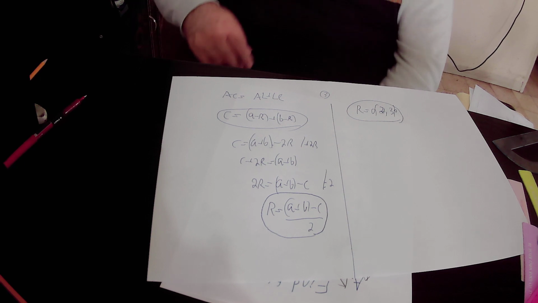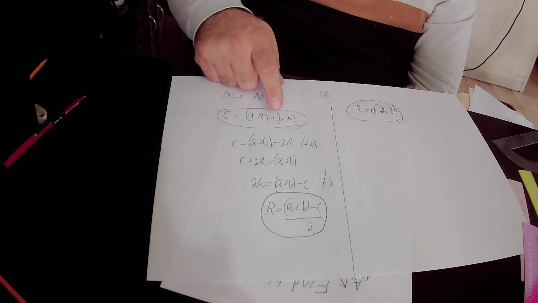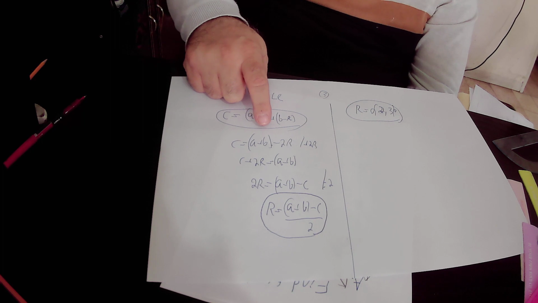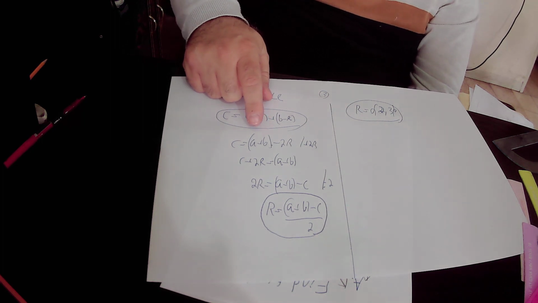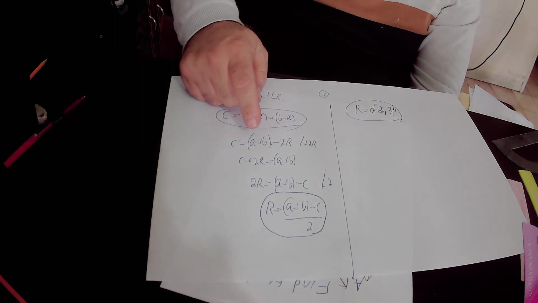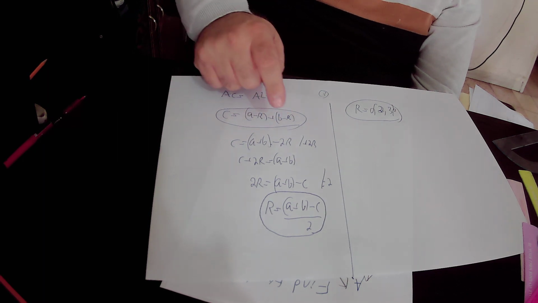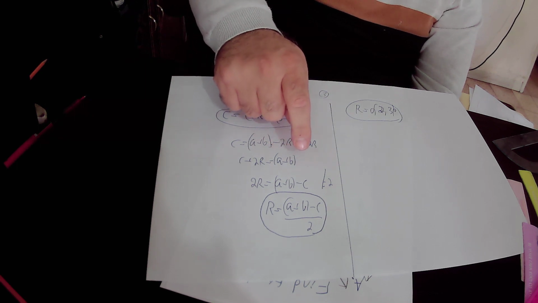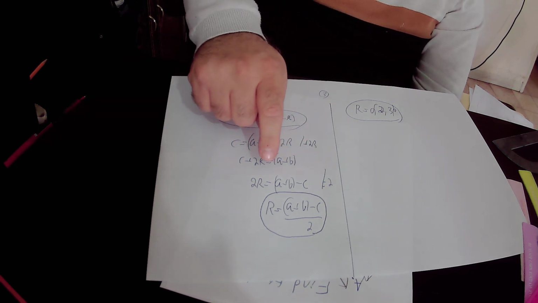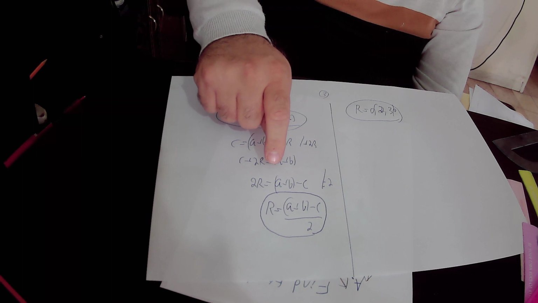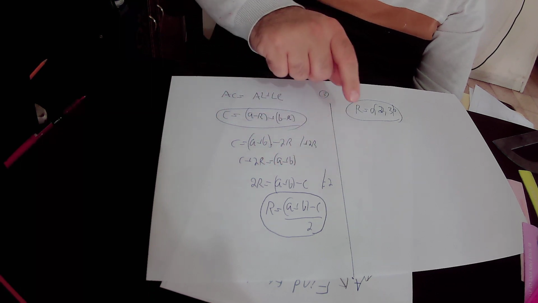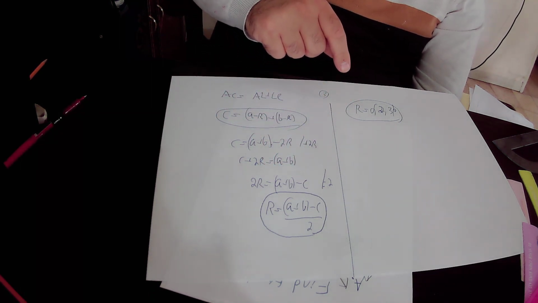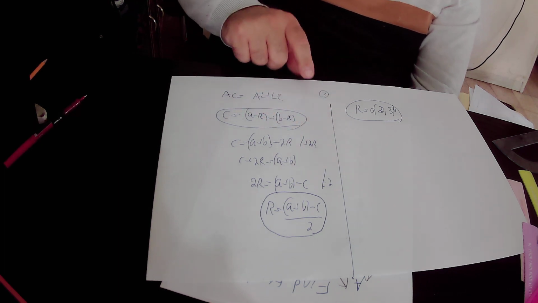So C equals A plus B minus 2R. We added 2R to this equation and found that C plus 2R equals A plus B. We subtracted C from this equation and found that 2R equals A plus B minus C. We divided this equation by 2 and found that the radius of the circle that is described by the right triangle ABC equals A plus B minus C over 2. That is to say, it is the sum of its perpendiculars minus the hypotenuse, over 2.